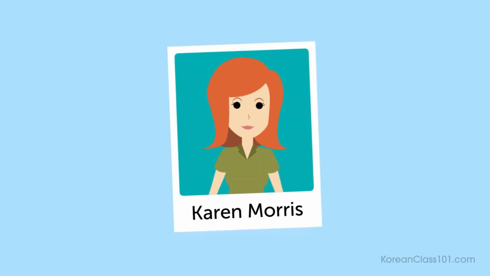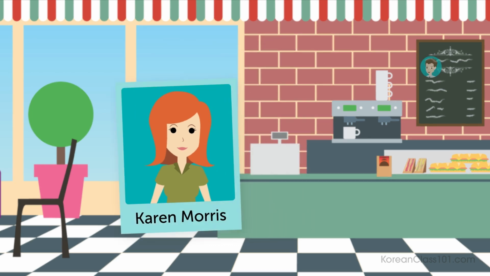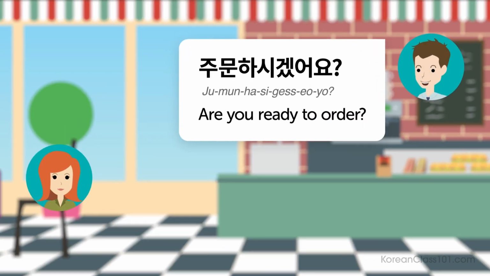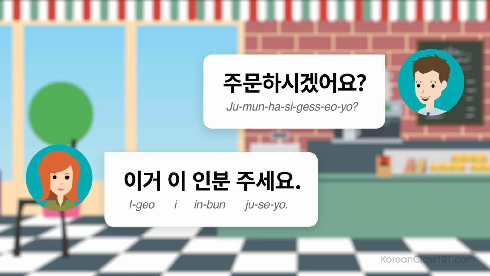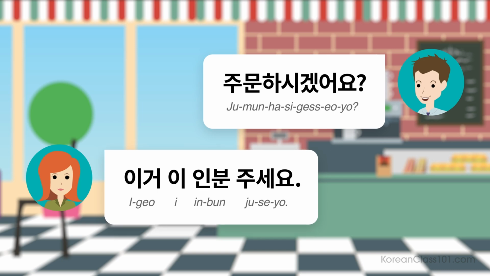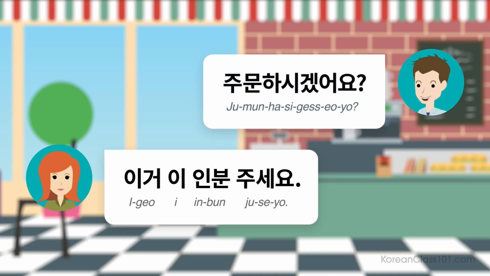This is Karen Morris, and she's waiting in line at a coffee shop with her husband. The barista turns to Karen and says, "Are you ready to order?" 주문하시겠어요? Listen to the conversation and focus on Karen's response. Ready? 주문하시겠어요? 이거 2인분 주세요.